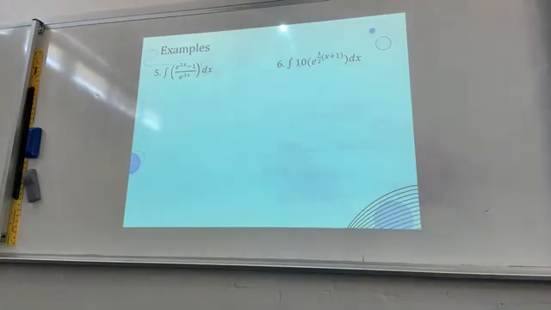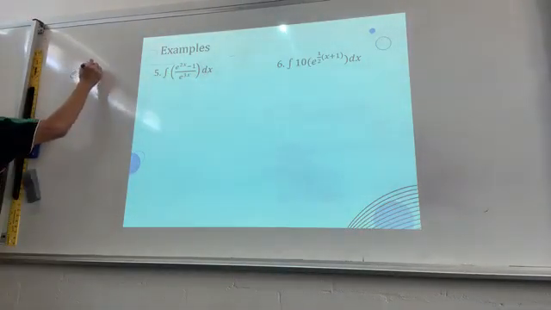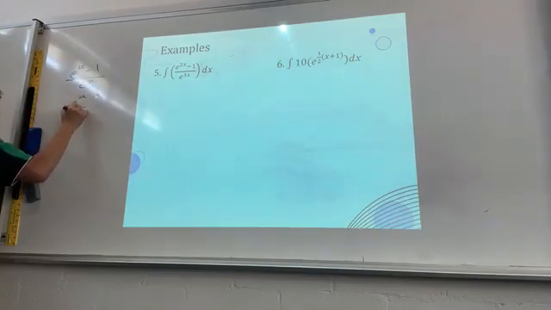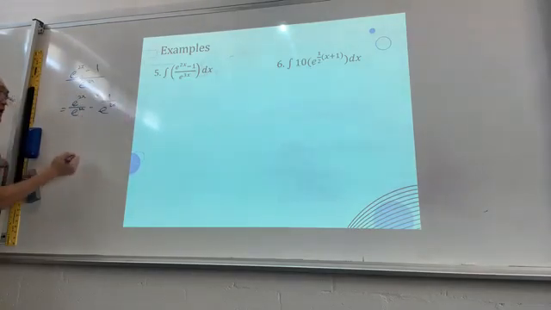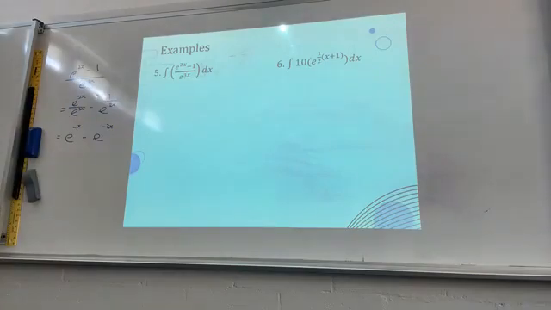Now, 8, right? Here, how are you going to split this? e to the power of 2x minus 1 over e to the power of 3x. That is e to the power of 2x divided by e to the power of 3x minus 1 over e to the power of 3x. Split it. So therefore you've got e to the power of minus x minus e to the power of minus 3x. Got it?